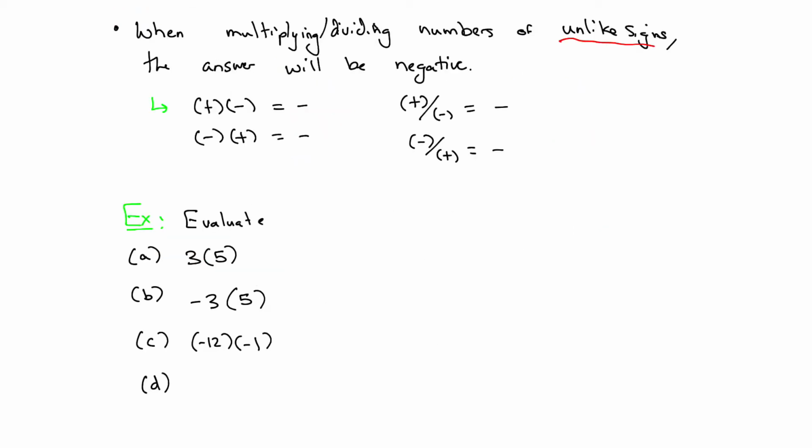And we're back. And part D will be 36 divided by -4, and part E will be -20. Sorry, no. -14 divided by -7.